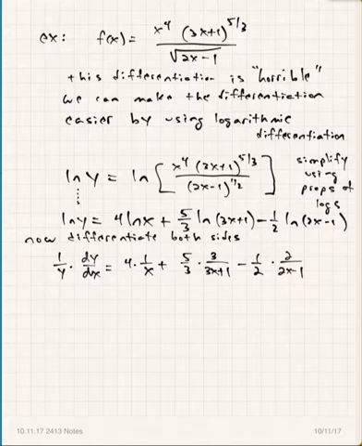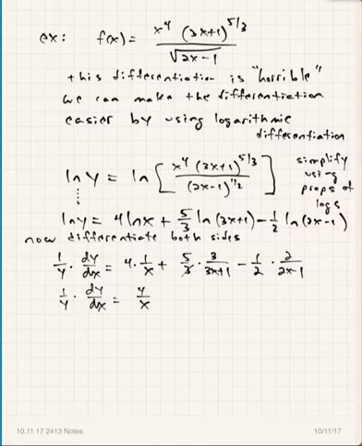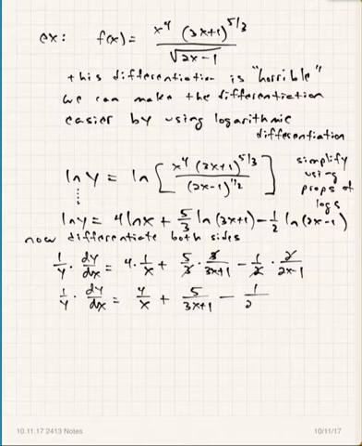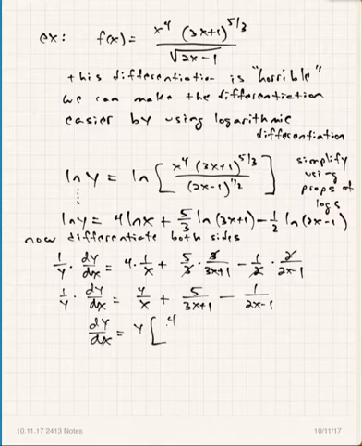Really not too bad. So you have 1 over y dy/dx is equal to 4 over x. The next term, the 3's cancel, and you get 5 over (3x plus 1). The next term, the 2's cancel, and you're left with 1 over (2x minus 1). So dy/dx, solving for dy/dx, we'd have y times this mess.